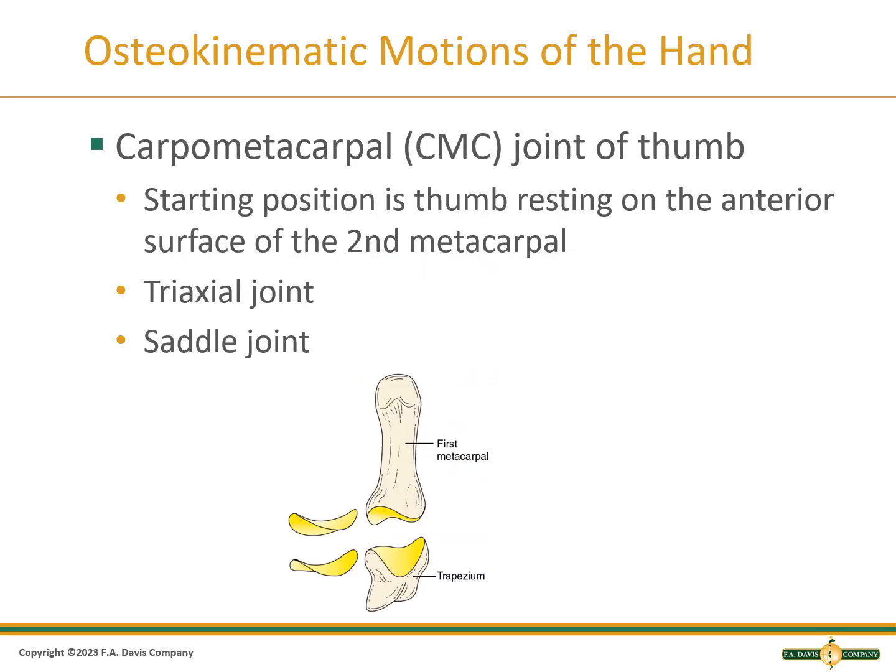The CMC joint of the thumb, or the carpometacarpal joint, our first carpometacarpal joint: the starting position for the thumb is resting on the anterior surface of the second metacarpal, and this is important for when we get into range of motion of the hand. And remember, we will worry about this more in lab. The CMC of the thumb is referred to as a triaxial joint and a saddle joint because we have both a convex and concave surface on each surface of the joint.